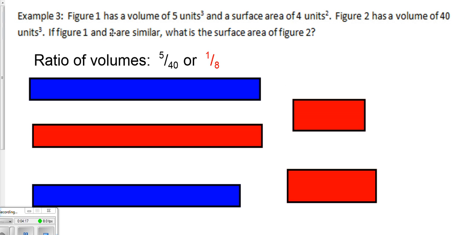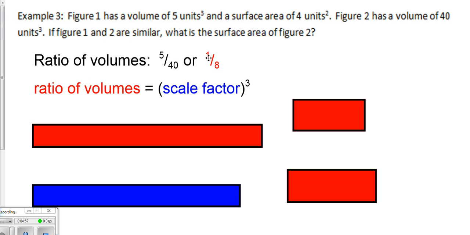Example 3. Figure 1 has a volume of 5 units cubed and a surface area of 4 units squared. Figure 2 has a volume of 40 units cubed. If figure 1 and 2 are similar, what is the surface area of figure 2? So we can use our ratio of volumes. This one is 5, this one has 40, so it's 5 to 40. Or we can reduce that and it becomes 1/8. This is our ratio of volumes. Figure 1 has 1/8 of the volume of figure 2.